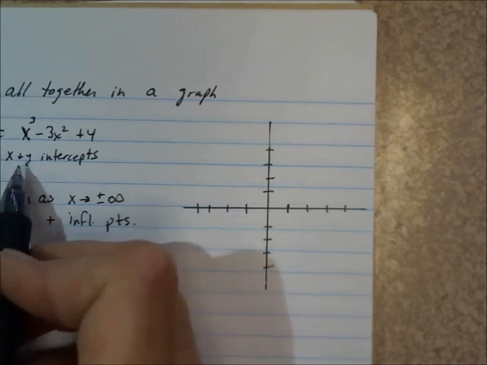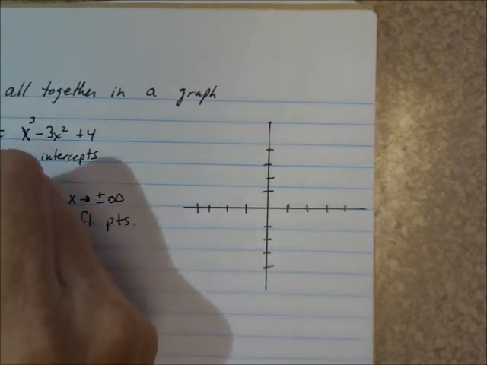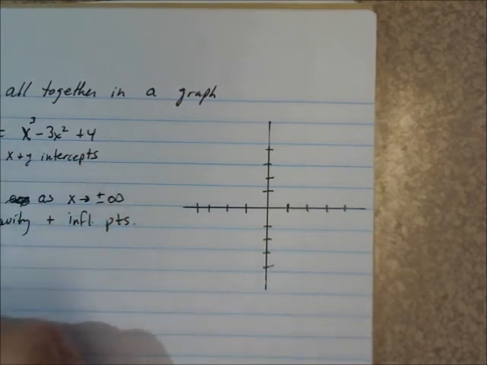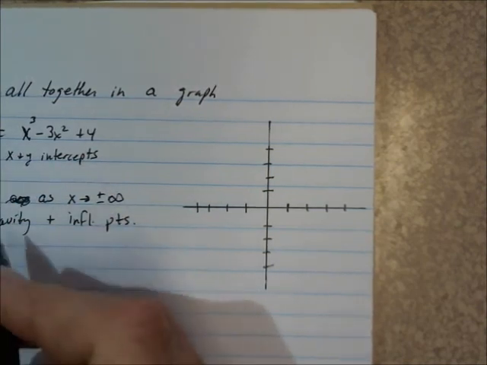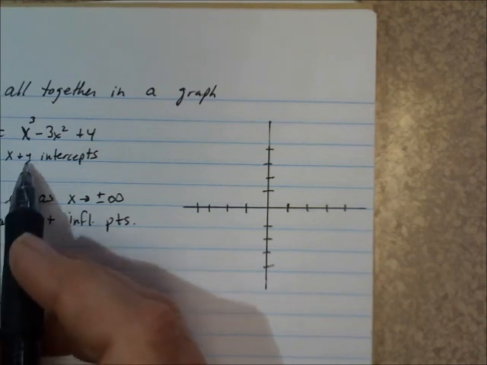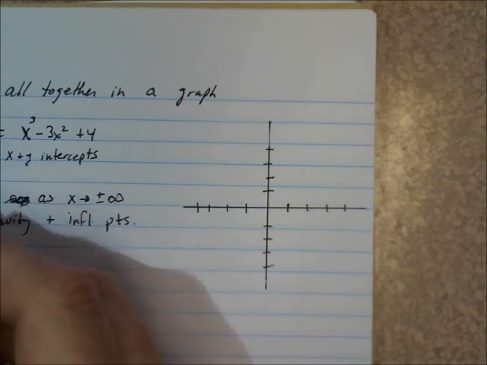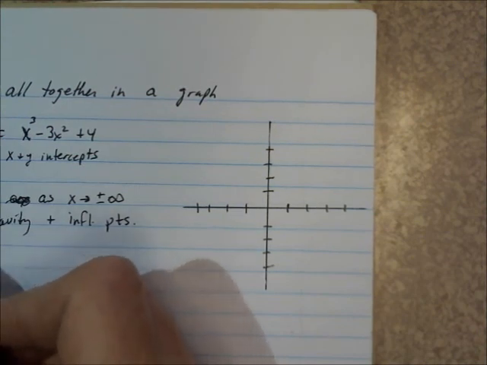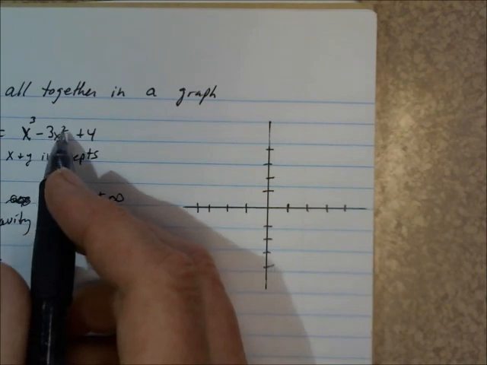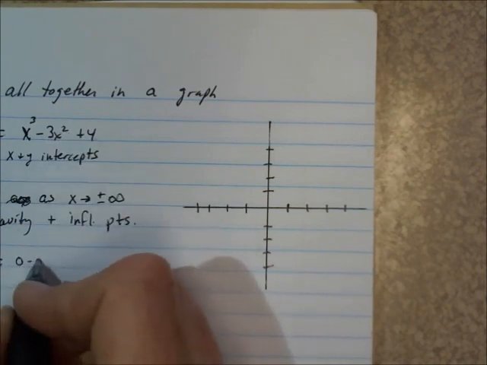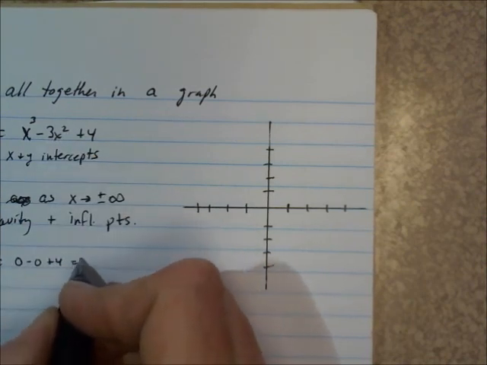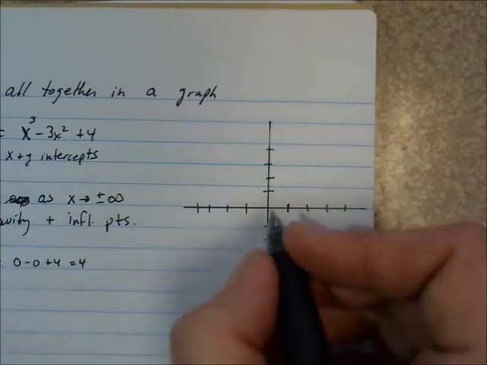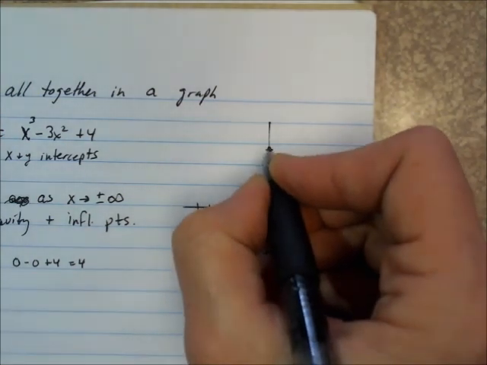So first of all, the x and y intercepts. I guess we'll call this A, B, C, and D. The y-intercept is when x equals 0. So f of 0 is usually pretty easy to find. f of 0 is equal to 0 minus 0 plus 4, which is 4. So there's one point on our graph, (0, 4). That's right up here at the top.